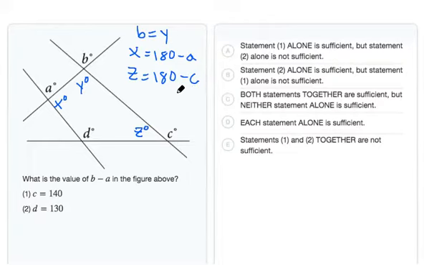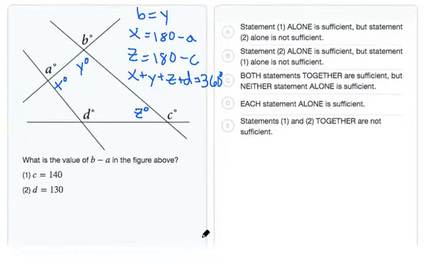Also, the sum of the interior angles of a quadrilateral always equal 360 degrees. So we also have an addition that, let's jot that down, I hope we'll have some room here, x plus y plus z plus d equal 360 degrees. So we have this information to use as we work through our statements.